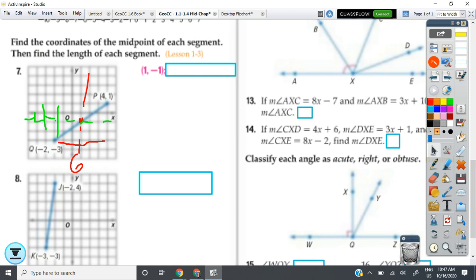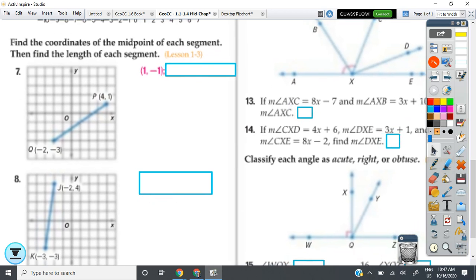Now, the proper way to do it mathematically using your algebra is add them together, divide by 2. So the formula, I'm just going to write it out for this one, is x sub 1 plus x sub 2 all over 2. Remember, my x's are always first. Come on, don't combine them here. We combine them in distance. y sub 1 plus y sub 2 all over 2. Don't forget the over 2 as well.